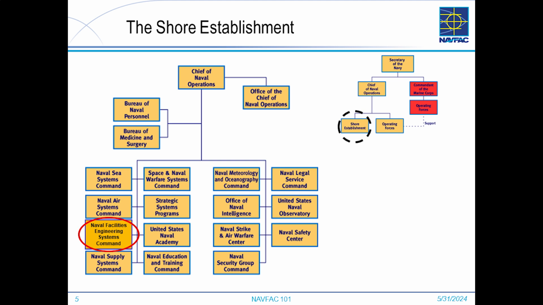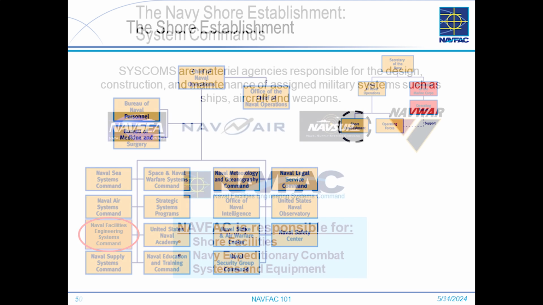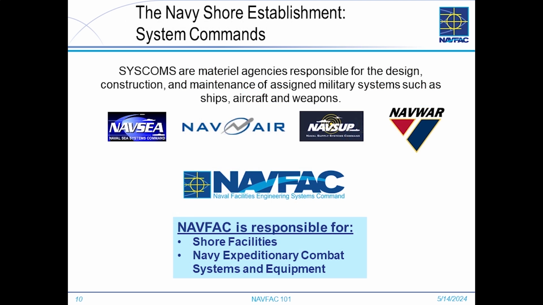And so on the next slide, we define what a systems command is. A systems command, otherwise known as a SysCom, is a materiel agency responsible for design, construction, and maintenance of assigned military systems, such as ships, aircraft, and the associated weaponry. In a military context, materiel refers to the equipment, technology, and supplies needed to perform a mission.